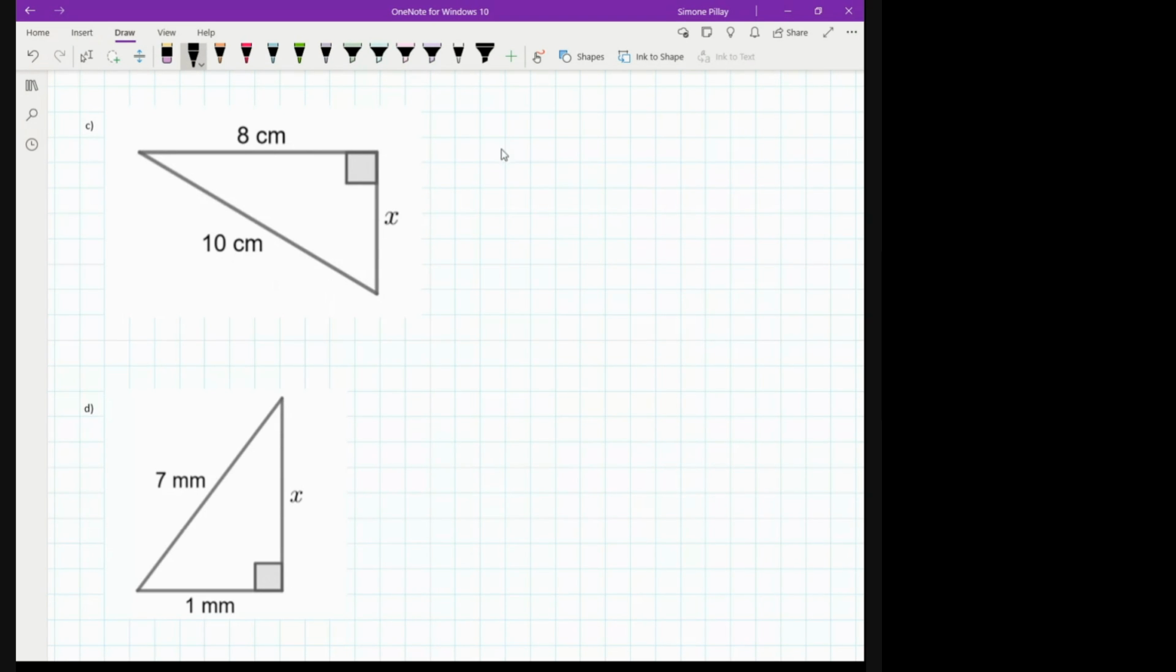Okay, ma'am. So can I please substitute first? So it's going to be A, B, C. Oh, as A. Do you want me to label this? Yes, please.